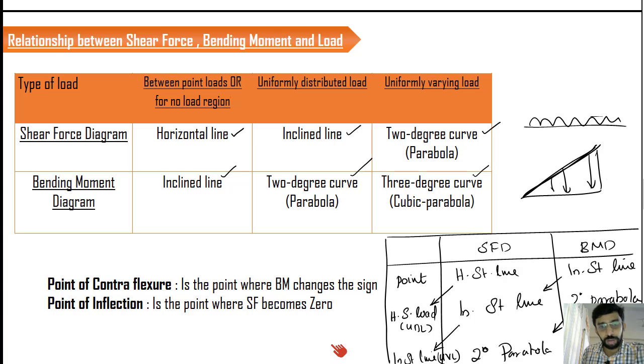And one more thing I want to explain here is about the point of contraflexure and point of inflection. Point of contraflexure is the point where the bending moment changes its sign. Bending moment may not be positive always. It may change from positive to negative. So that particular point where the bending moment changes its sign is called the point of contraflexure. And the point of inflection is the one where the shear force becomes zero. So these two are some general terminologies that we use in the shear force as well as the bending moment diagram.